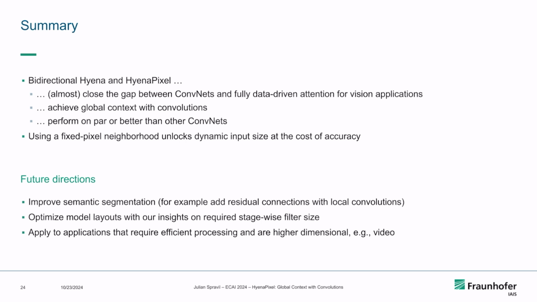Further directions could focus on improving semantic segmentation results. So this is one task our model underperformed in. For example, you could add a residual connection with a local convolution to capture texture-based features. You could use our insights to optimize model layouts, by selecting the ideal filter size, for example, or you could apply our models to applications that require efficient processing or that are higher dimensional, such as video data.